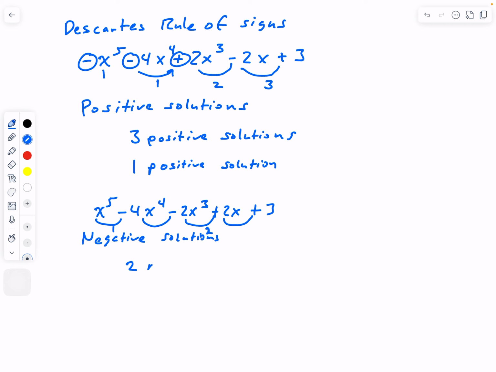So 2 negative solutions. And again, like in the positive case, we subtract 2 to figure out what other options we have. So 2 minus 2 gives us 0 negative solutions.